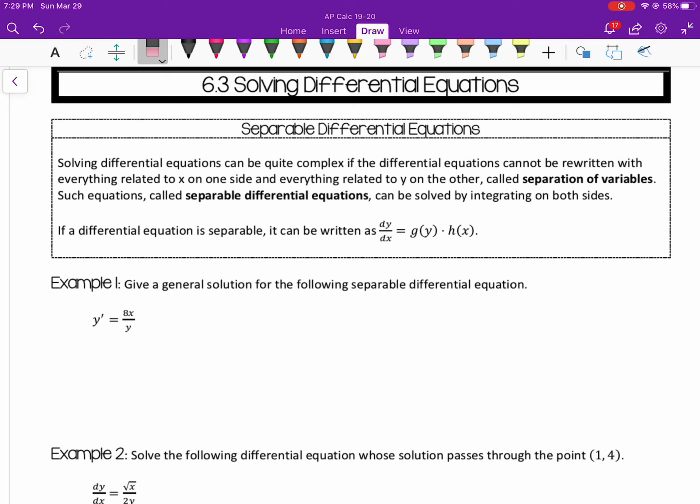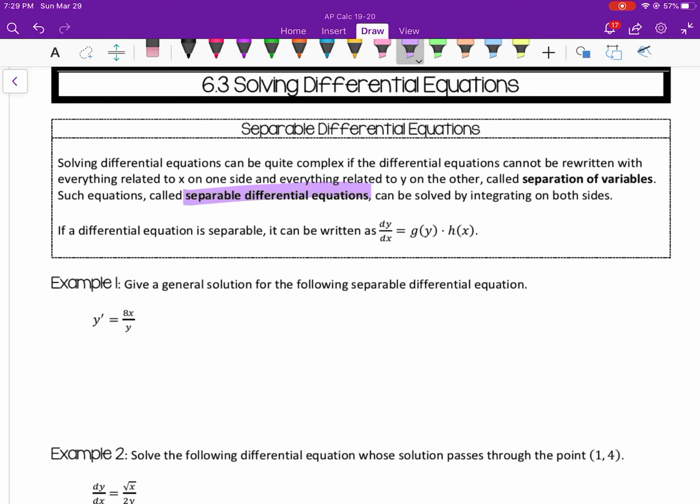We're actually going to jump past Section 6.2. We're going to cover that tomorrow because that has a lot of application problems. But what we're going to do today is just solving equations. And our equations are called differential equations, which we've already kind of talked about. But specifically, we are going to be solving separable differential equations.